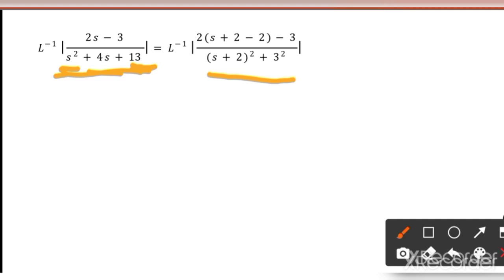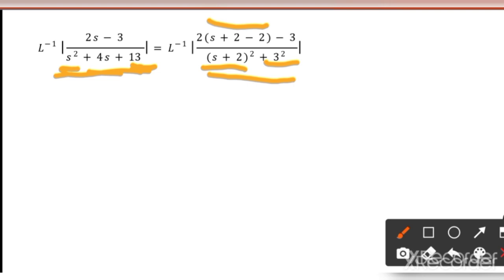So I can split this 13 as 4 plus 9, so I get s square plus 4s plus 4, one group, that is s plus 2 the whole square, plus 9 left out is here separately I have written 3 square, that's all. So that means we have s plus 2 in the denominator, so write every s in terms of s plus 2. So I had 2s, but I have written it as s plus 2 minus 2, anyhow it gives back s only.